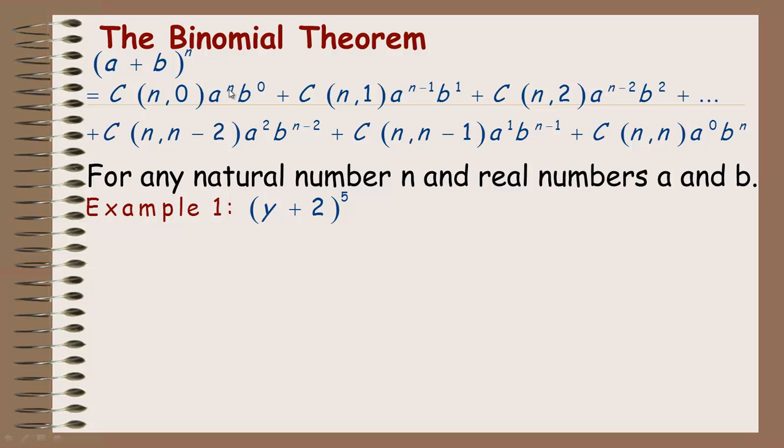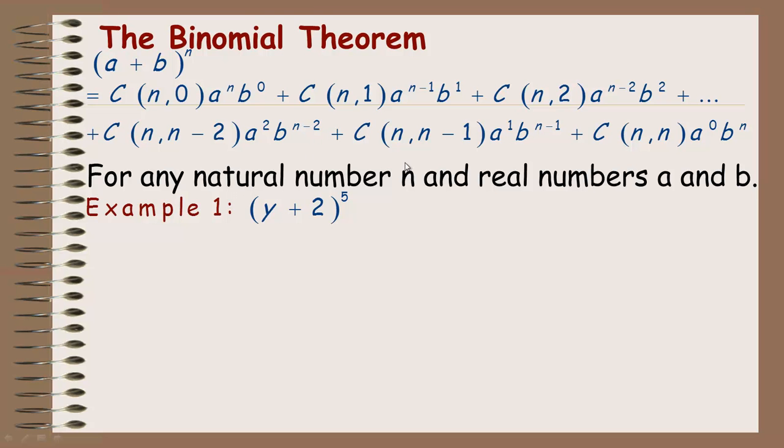Notice that a starts at the power of n, and then n minus 1 and n minus 2. The next one would be n minus 3. b starts counting at 0 and goes up to 1, up to 2. The next one would be 3, etc. So by the time you get to the very end here, a is down to having an exponent of 0, and b would be up to n. And once again, all the way through here, the 2 exponents always add up to n. 1 and n minus 1 add to n. 2 and n minus 2 add to n, etc.